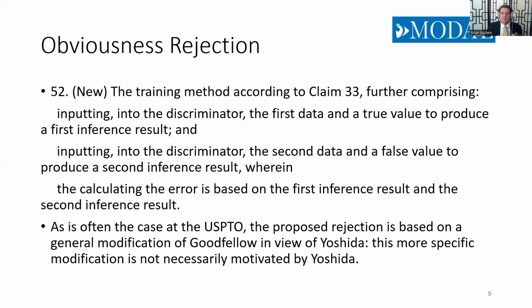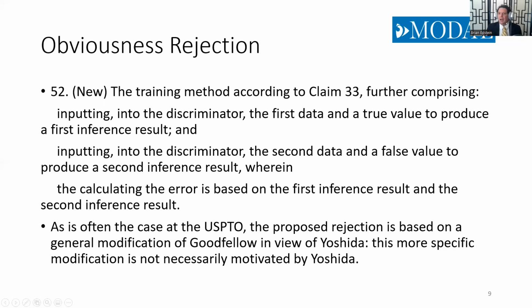All right, well, what's your proposed claim, Brian? This is the proposed claim to address the obviousness rejection. We're going to further input into the discriminator the first data and a true value to produce a first inference result. We're going to input into the discriminator the second data and a false value to produce a second inference result. And then we're going to calculate the error based on the first inference result and the second inference result.